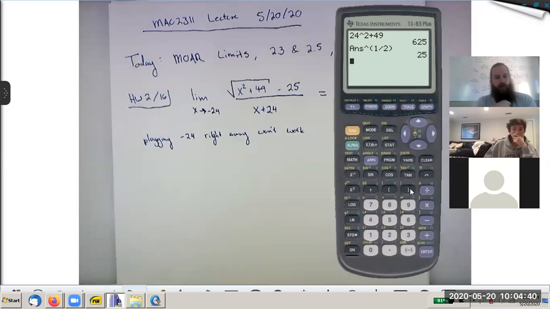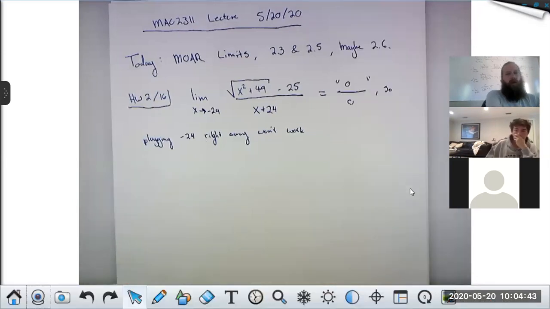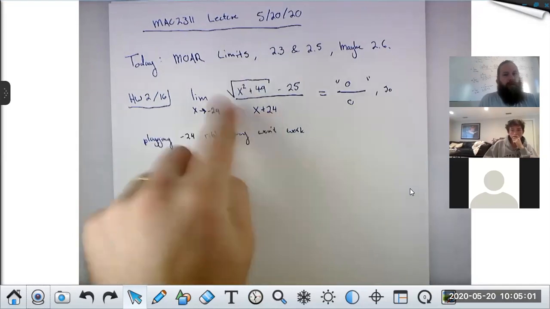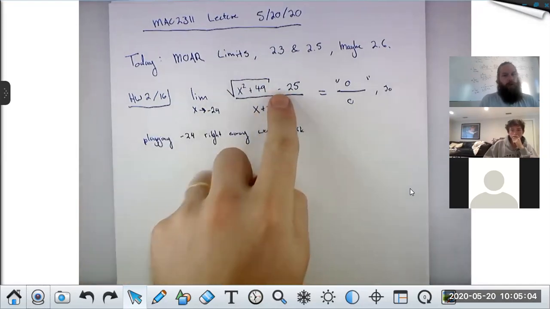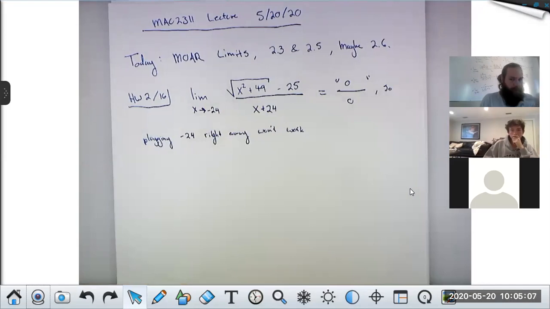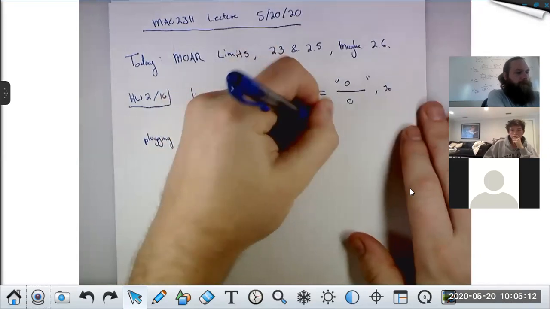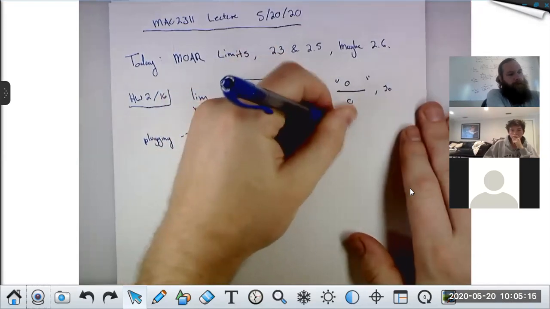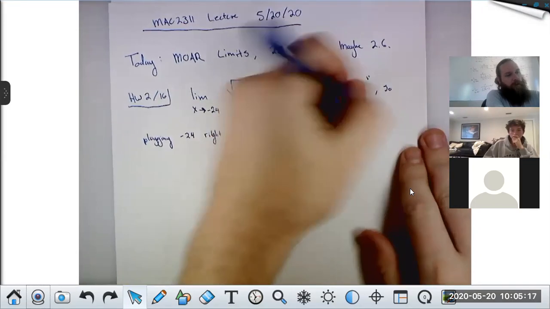Right, so because the thing looks like 0 over 0, if we just plug in, we know we can't just plug in right away. We're going to have to do some algebra. And the algebra that works for limits that are shaped like this, where you've got the square root of some expression with your variable underneath it, minus some constant, is to multiply by the conjugate. The conjugate of this numerator is the same expression, just with this minus changed to a plus. So that's going to be the move. We're going to multiply by the conjugate.